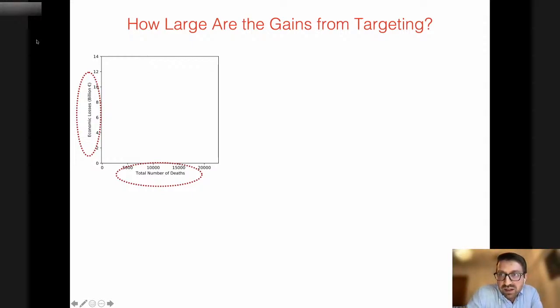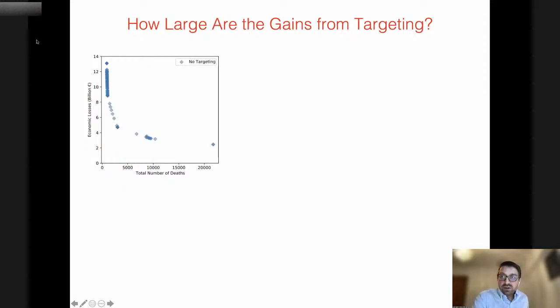We're going to compare different levels of targeting in terms of total number of deaths, which is on the x-axis here, and in terms of economic losses, which is on the y-axis. If you do the best that you can do with no targeting, you'll have this curve here. And remember, it's an entire curve because there are different costs of death, so different trade-offs. If there are gains to be had from targeting, the win-win would correspond to a curve that sits underneath this one.